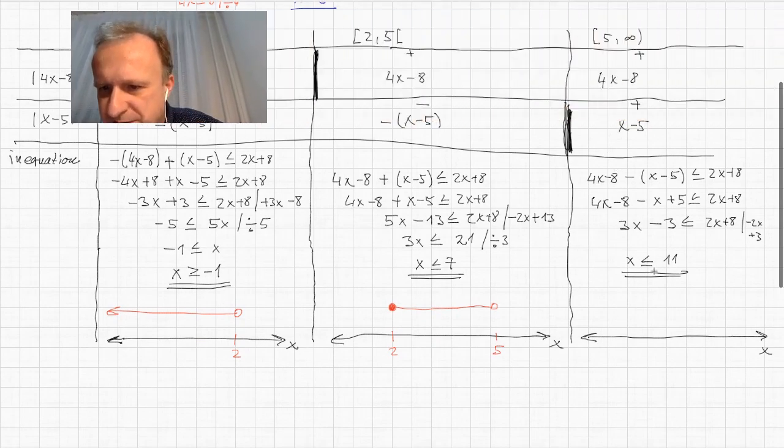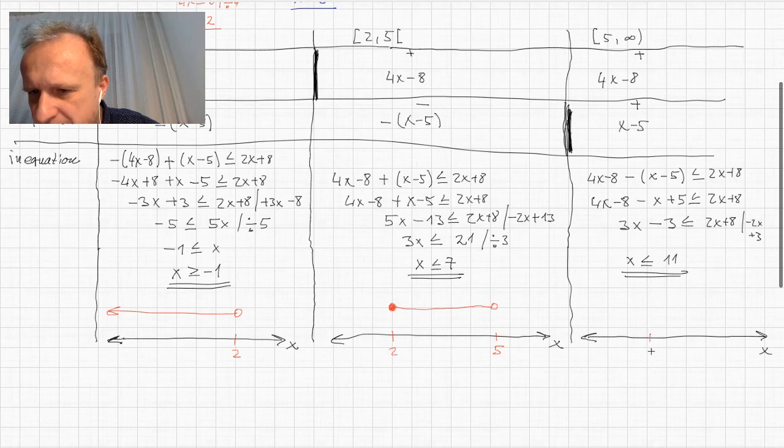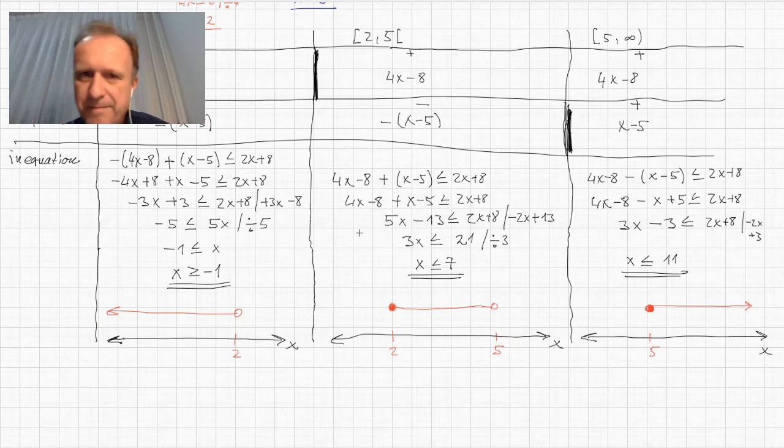And the last one is the interval from 5 to positive infinity. Again, it's closed at 5. So it's like that. Now use a different color. Let's use a green one, and depict the solution that we obtained. So here on the first interval we obtained the x values which are greater than or equal to negative 1.